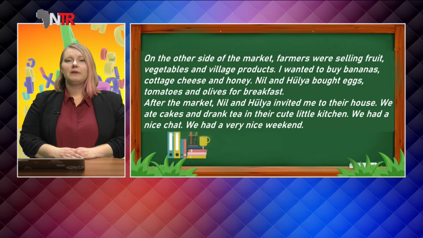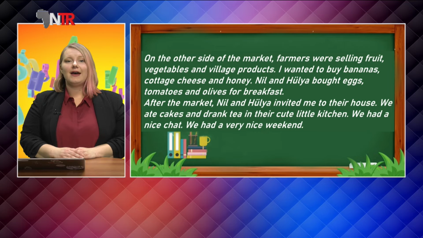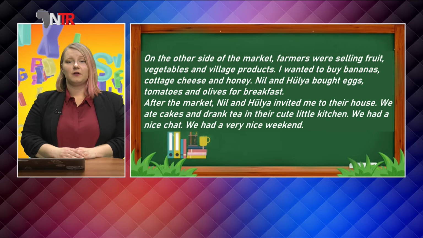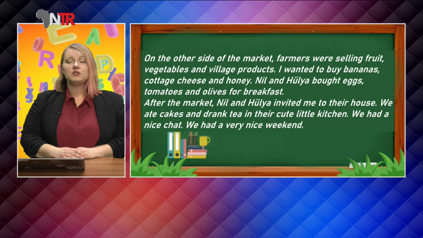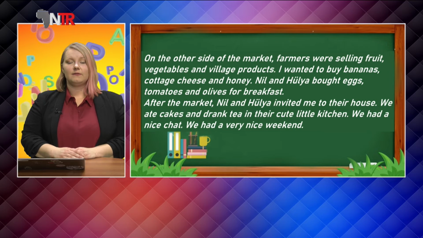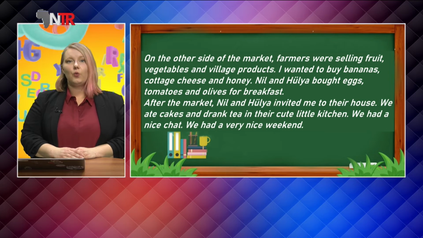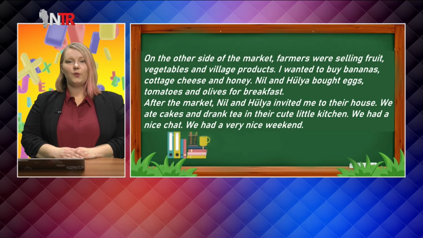I wanted to buy bananas, cottage cheese and honey. Nil and Julia bought eggs, tomatoes and olives for breakfast. After the market, Nil and Julia invited me to their house. We ate cakes and drank tea in their cute little kitchen. We had a nice chat and we had a very nice weekend.